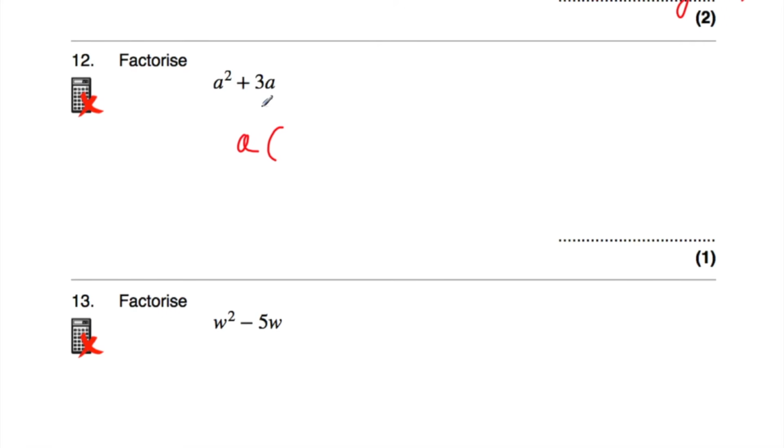And then if we divide both terms by a, a squared divided by a would just be a. And then we've got our plus sign, and 3a divided by a would just be 3. So if we were asked to factorise a squared plus 3a, the answer would be a, brackets, a plus 3, close brackets. And we can check our answer. A times a is a squared, and a times 3 would be 3a, so it would be a squared plus 3a. Okay, let's have a look at question number 13.